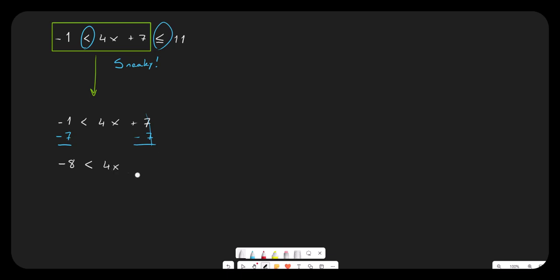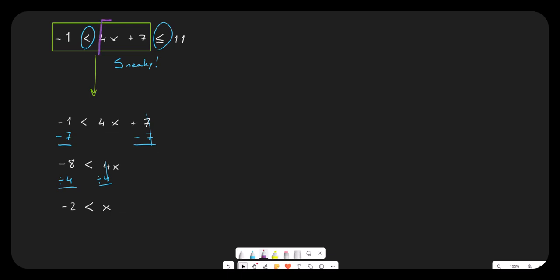I've got a 4x. Now I just have to get rid of that 4. It's multiplying x, so I'm going to divide by 4. But if I do it to the right side, I have to do it to the left side. And I'm left with -2 is less than x. That's the left side of this equation done. So then I'm going to do the right side. The right side is right here.